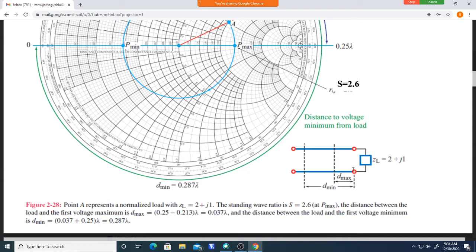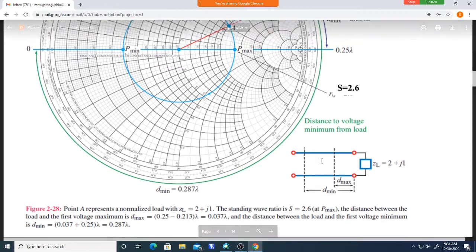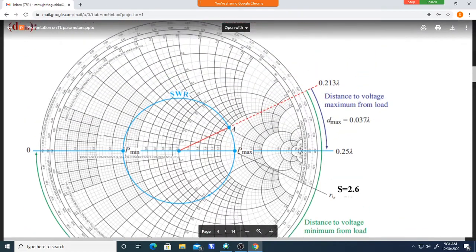So what we can do, to see how the impedance varies as you move over a transmission line away from the load, towards the generator like this, what is the impedance variation? You can easily find that from the Smith chart.